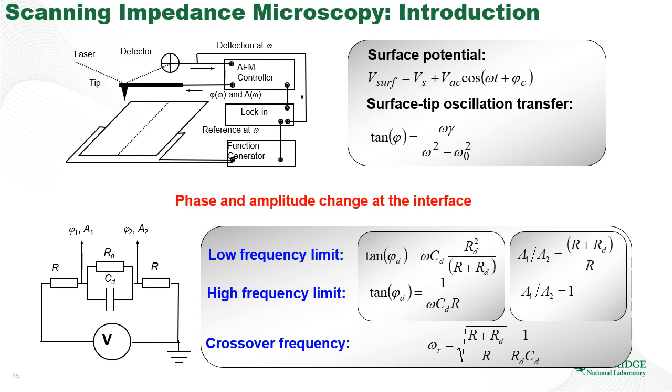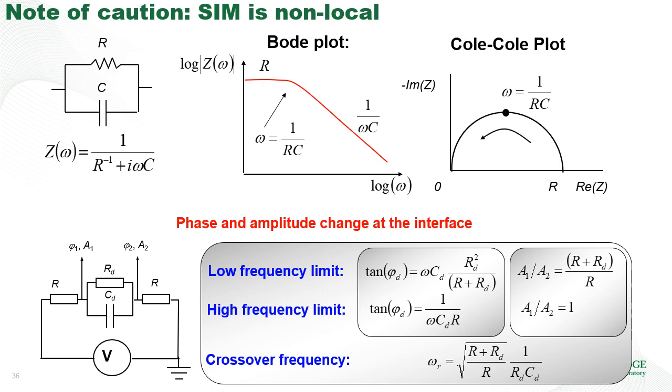The phase shift across the interface is determined by the interface capacitance, but it's also determined by the circuit termination resistance. And for low frequency regimes, both R and RD matter. So the word of caution here is that scanning impedance microscopy is non-local.